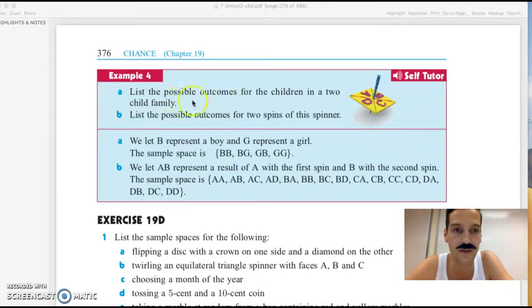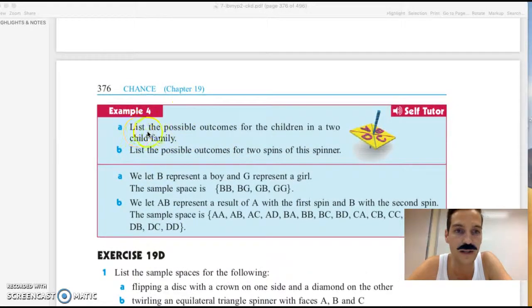In this example over here, it says, list the possible outcomes for the children in a 2-child family. So ignore the picture there. I think that's a mistake that I was making as well. You don't need to look at the picture. Just read the question again: list the possible outcomes for the children in a 2-child family.